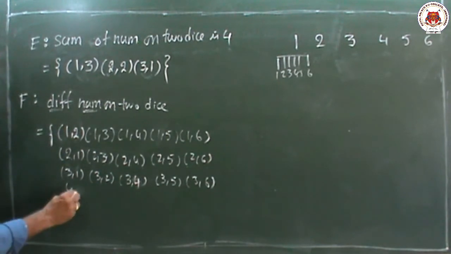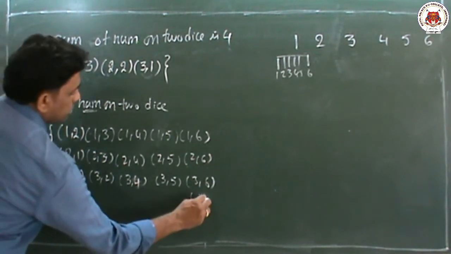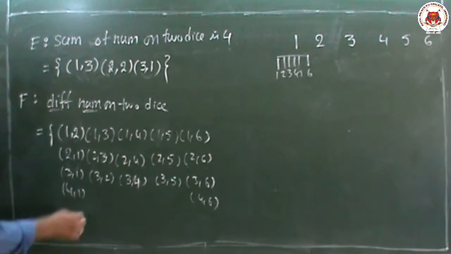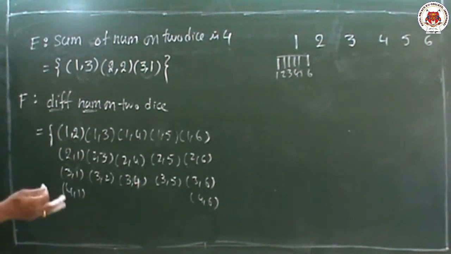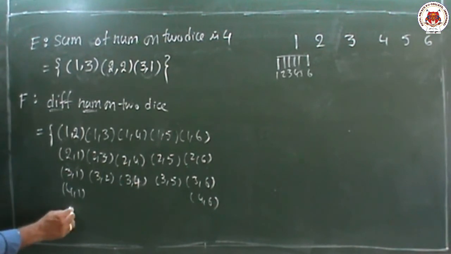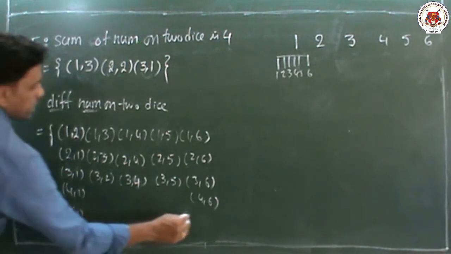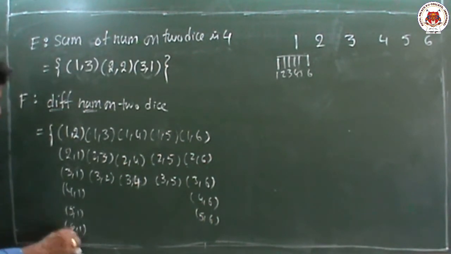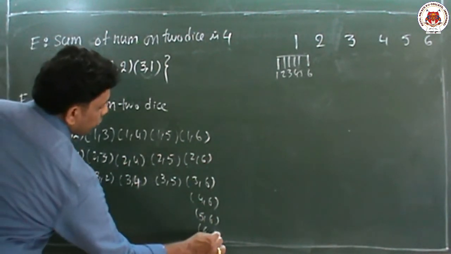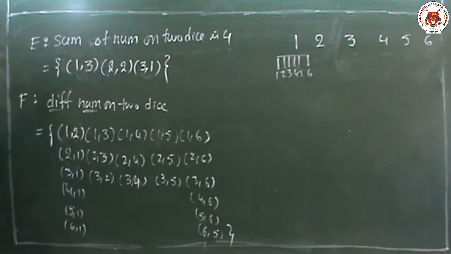In the same manner with 4 we will get 4 comma 1, 4 comma 2, 4 comma 3, 4 comma 5. Don't write 4 comma 4 because both are the same. 5 comma 1 to 5 comma 6 also, the same thing. With 6 also, 6 comma 1 to 6 comma 5 only, not up to 6 comma 6 because 6 comma 6 is again the same.